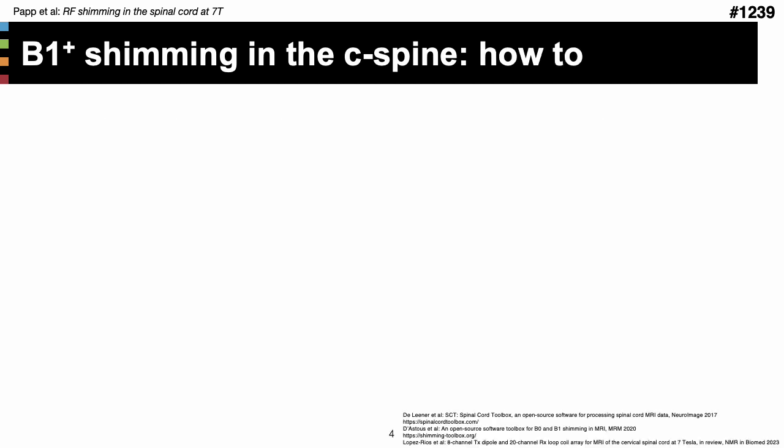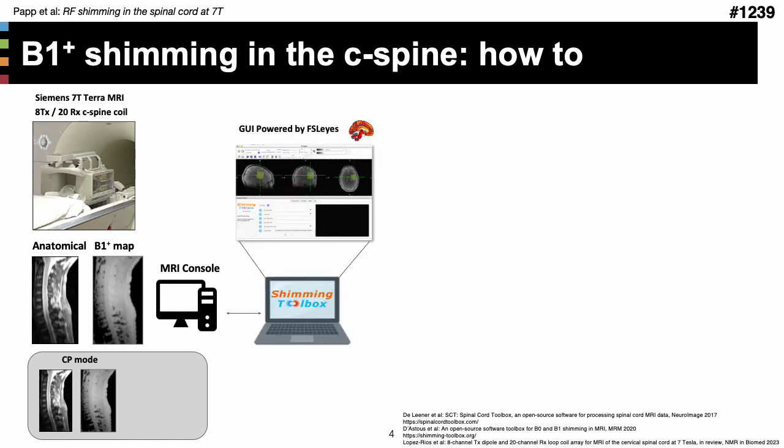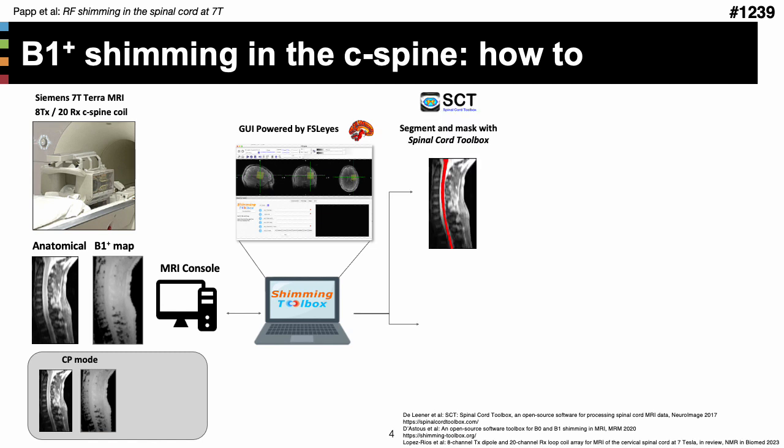How did we carry out B1 plus shimming in our experiments? We need a 7 Tesla scanner and a dedicated PTX-capable C-spine coil. We have built ourselves one such coil. Using this, we acquire an anatomical and channel-specific B1 plus maps. From the MRI console, we then push this data onto a laptop that is running the shimming toolbox. From within the shimming toolbox, we call our other toolbox, the spinal cord toolbox, to segment the spinal cord from the anatomical scan and create a mask.